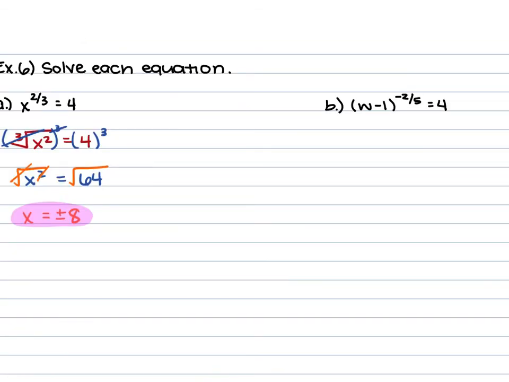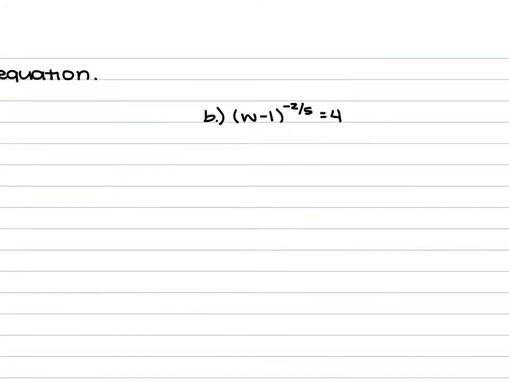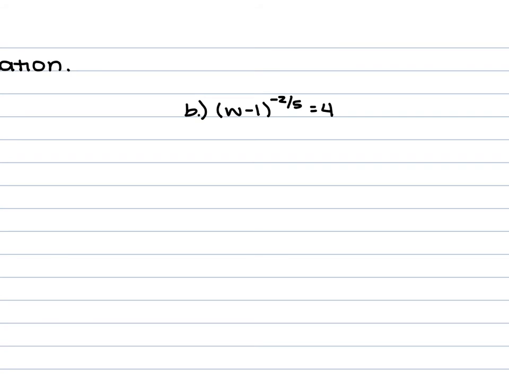For example B, we are given (w - 1) to the power of negative 2/5 is equal to 4. This (w - 1) to the power of negative 2/5, you want that power to become positive. So take the reciprocal of that (w - 1). So it would be 1 over (w - 1) to now the positive 2/5 power is equal to 4. From here, I would rewrite this in radical form. So we have 1 over the 5th root of (w - 1) squared is equal to 4.